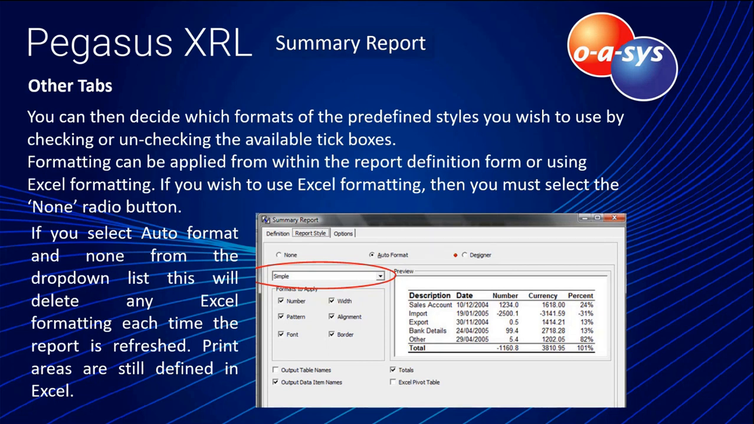Formatting can be applied from within the report definition form or using Excel formatting. If you wish to use Excel formatting, then you must select the None radio button there. If you select Auto Format and None from the drop-down list, this will delete any Excel formatting each time the report is refreshed. Print areas are still defined and always defined in Excel.